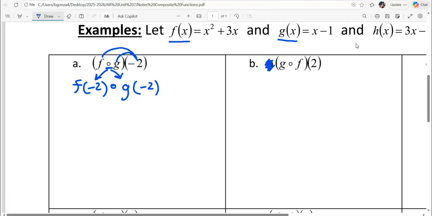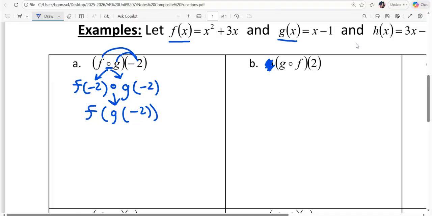I'm showing you something brand new. Now, another way to write that, when you have a function of a number composed with a function of another number, this is what it really means. f(g(-2)). Okay?